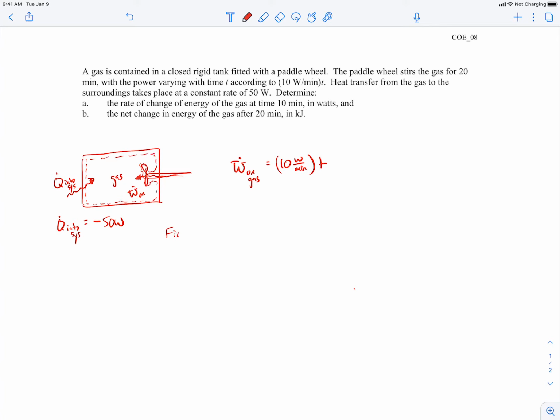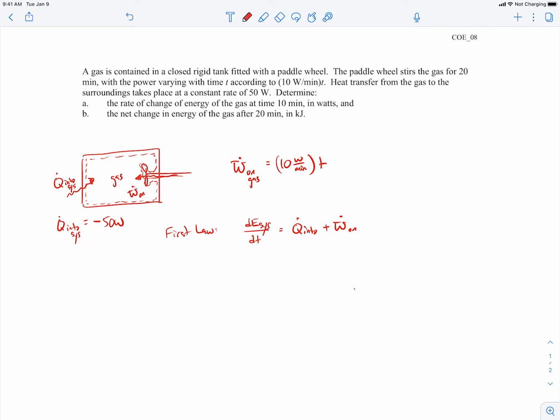So let's write that out. Our first law. And I'm going to write the rate form of the first law because in part A we're trying to find the rate of change of energy. And when I write the first law, I'm going to do the plus rate of work done on the system. Since I know that I'm doing work on the system here with the paddle wheel, then I'm going to just use the plus work done on the system.